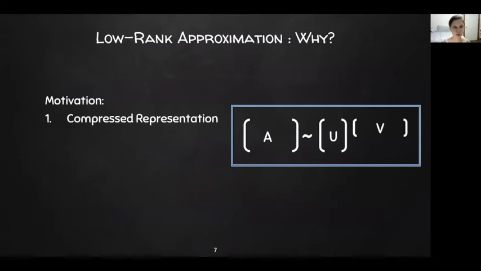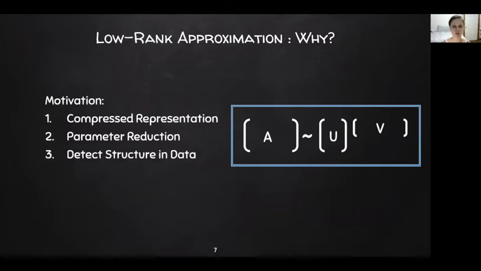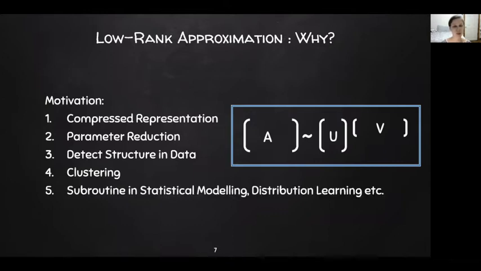Let us briefly consider the motivation behind studying low-rank approximation. It is an important algorithmic primitive in many data science and machine learning applications to compress massive datasets and reduce the number of effective parameters. Such a factorization is also often used to detect structure in data, unsupervised clustering, statistical modeling, distribution learning, and so on.